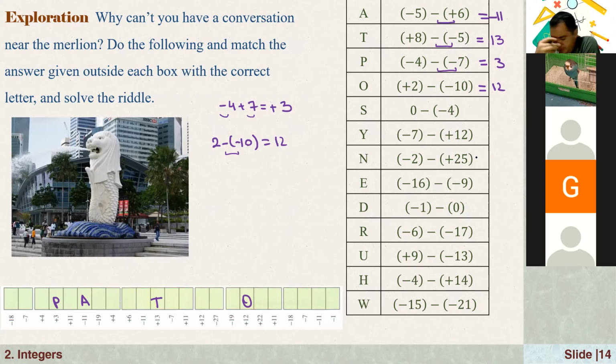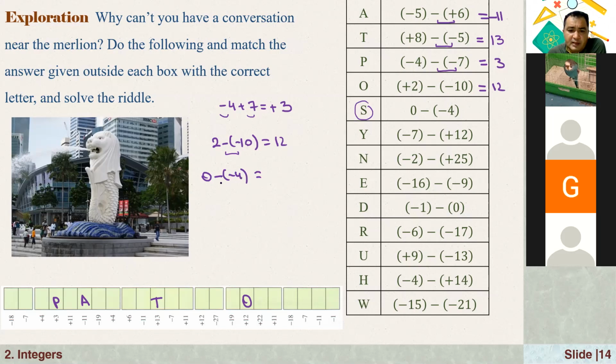Here, what I suggest is you have to remove the brackets and calculate. For example, if you're doing S, here we have 0 minus minus 4. And we know that minus times minus is plus. Minus times plus is minus. Plus times minus is minus. Plus times plus is plus.